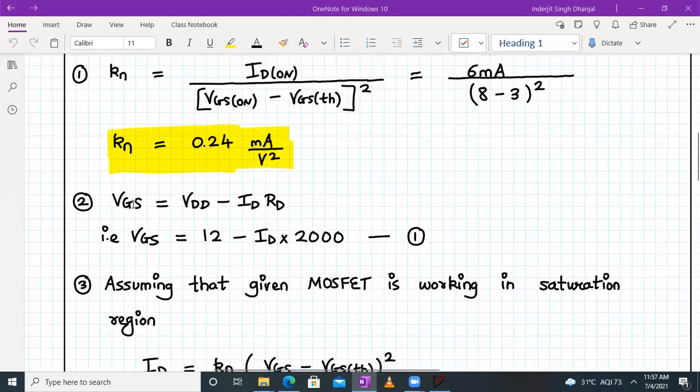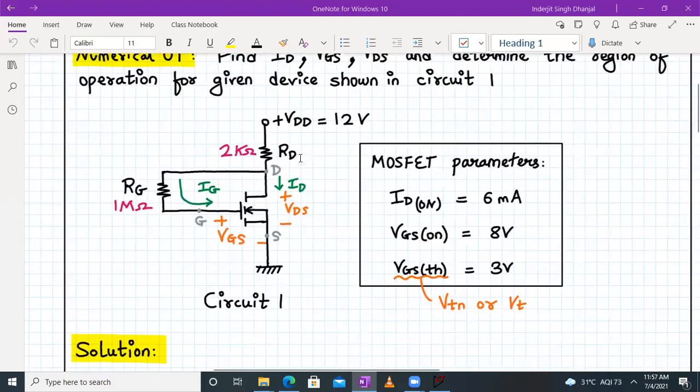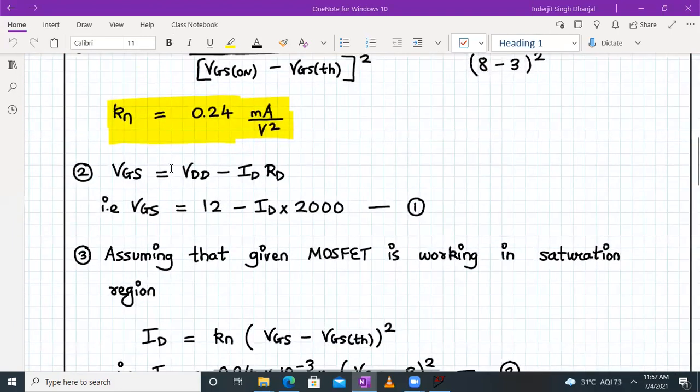Now, VGS is given by VDD minus ID RD for drain feedback bias. We have just now seen that. So over here, we substitute the value of VDD, ID is what we have to find out, and the RD value is given as 2 kilo ohm. So VGS equal to 12 minus ID times 2000 is my equation number 1.